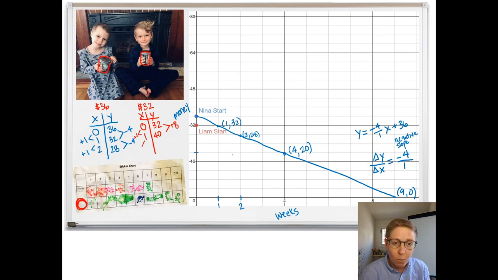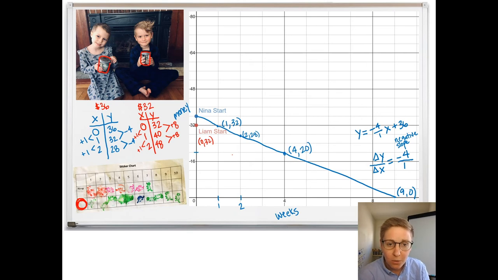So I'm going to go one more week, $8 more dollars. He now has $48 for 2 weeks. Let's graph that and see what it looks like. He started with less money than Nina did. He started at $32, but he gets $8 more after 1 week.